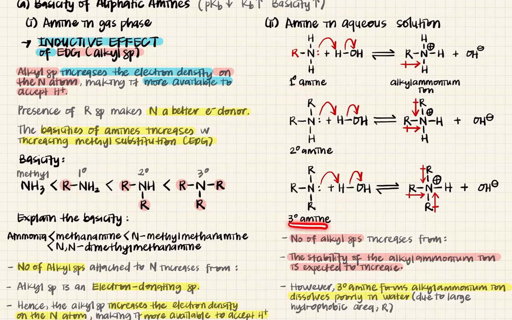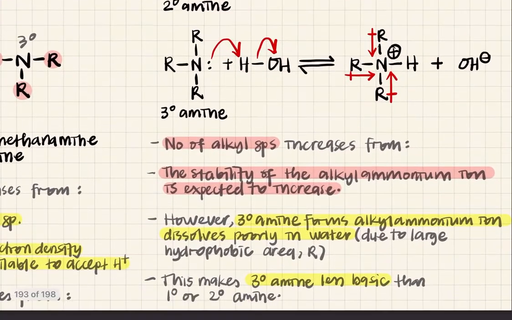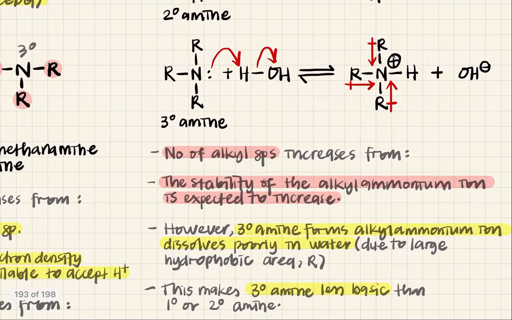So for tertiary amine pula, we expect it to be even more basic lah, because you have 3 alkyl groups. Okay, so you are pushing electron density, increasing the electron density of your nitrogen. Okay, stabilizing your alkyl ammonium ion, right? But however, okay, tertiary amine forms alkyl ammonium ion.